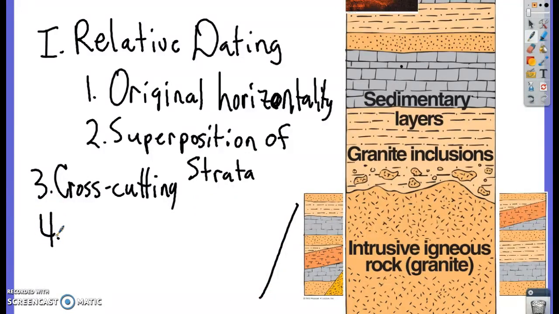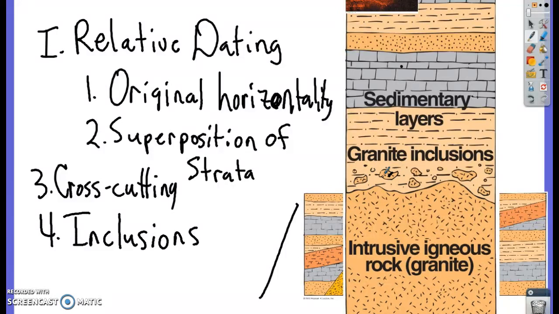All right, number 4 has to do with inclusions. Inclusions are things like this where there are pieces of rock embedded in these sediments, big chunks of rock. Now in order for these pieces of rock to be contained in these sediments, that means they have to be older.